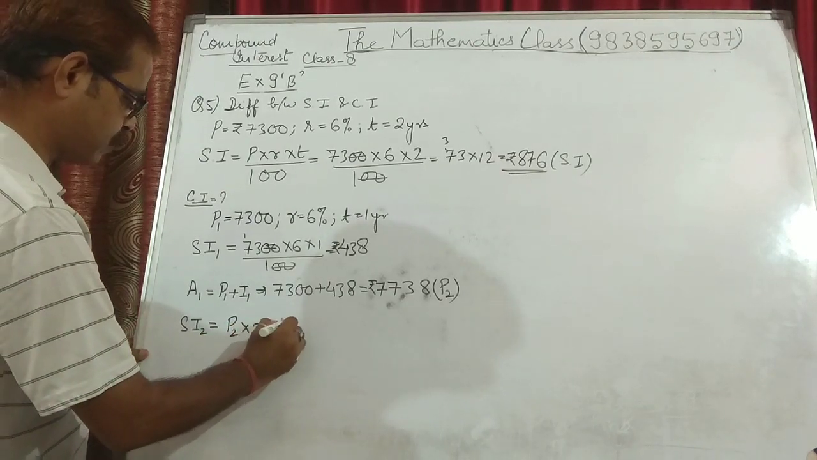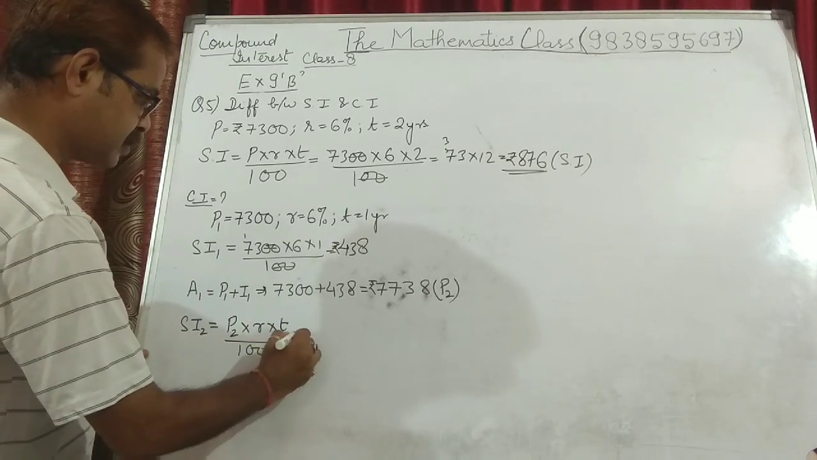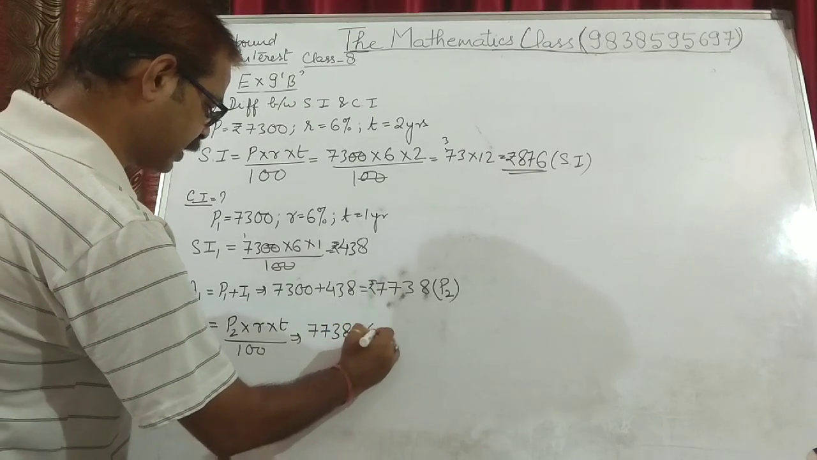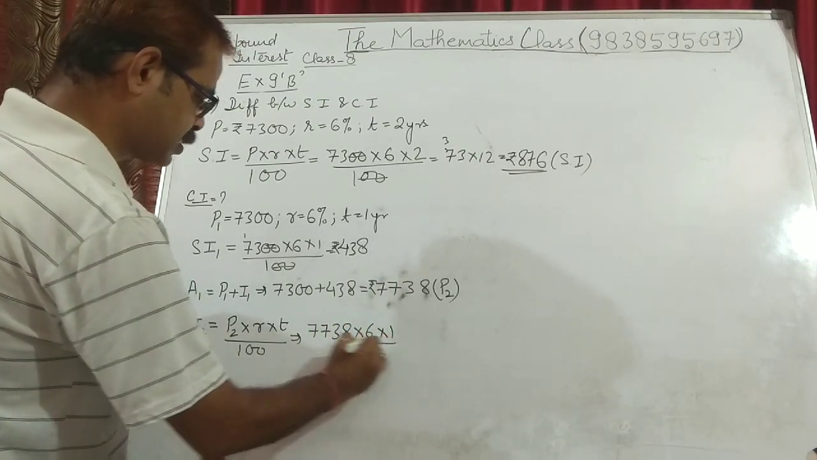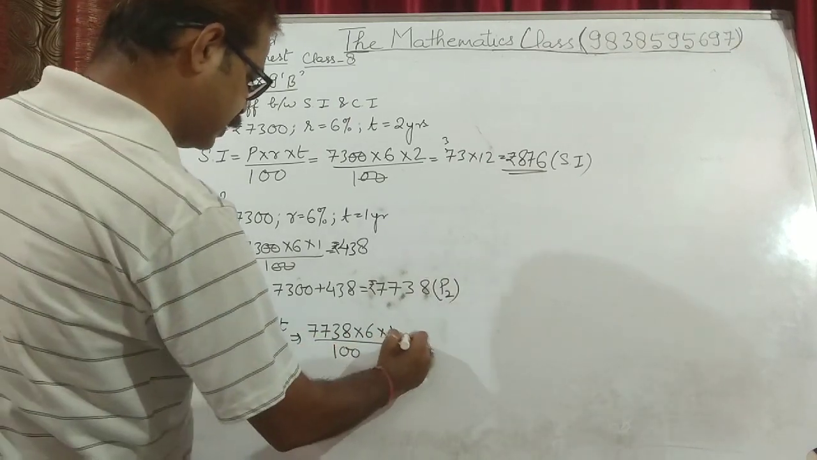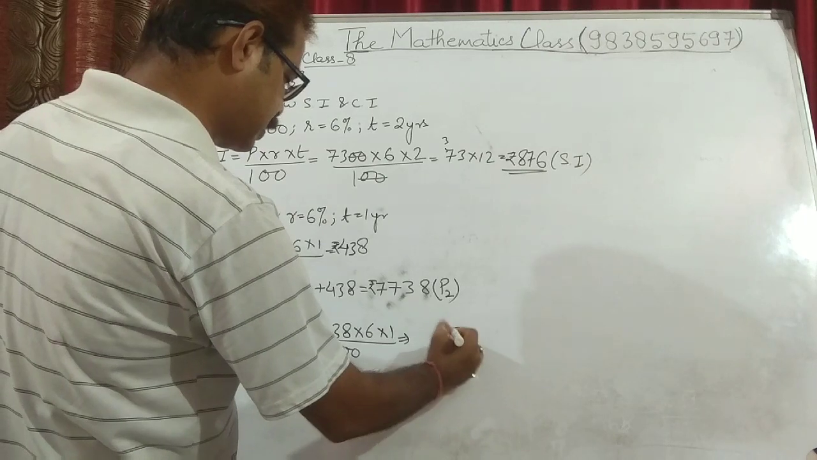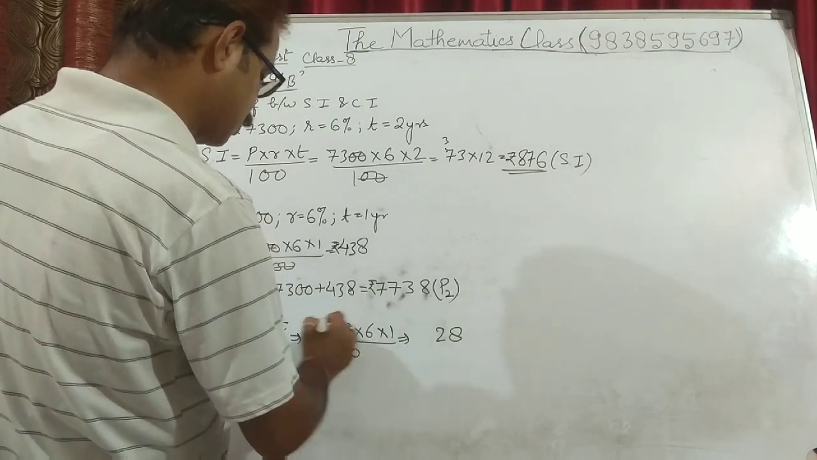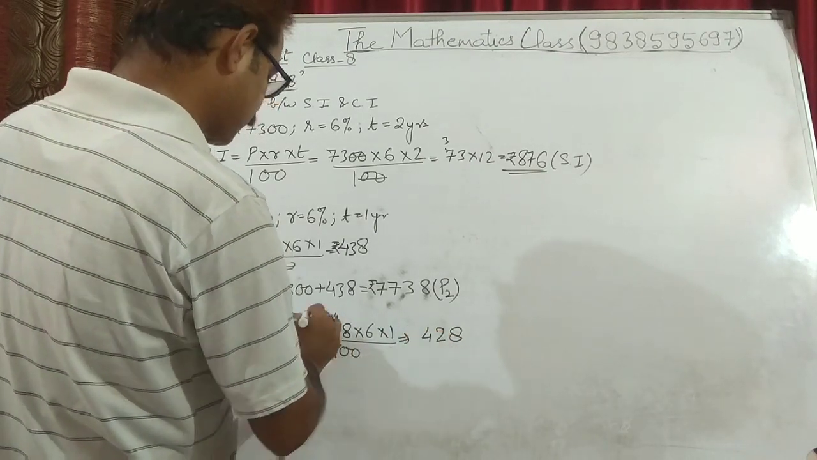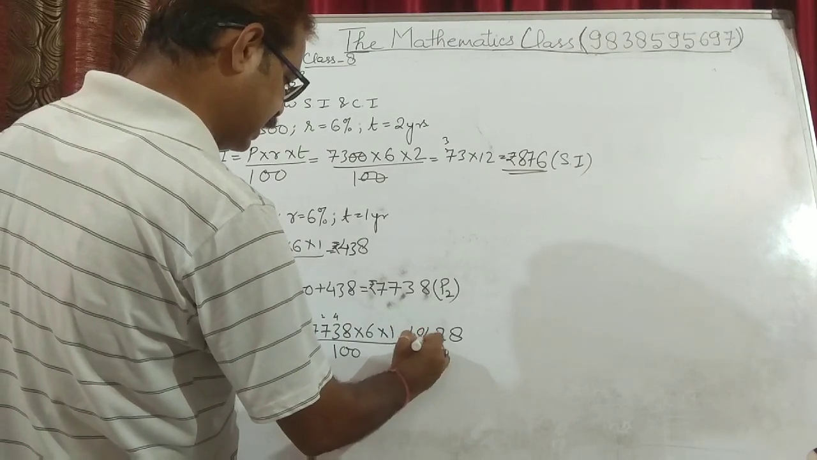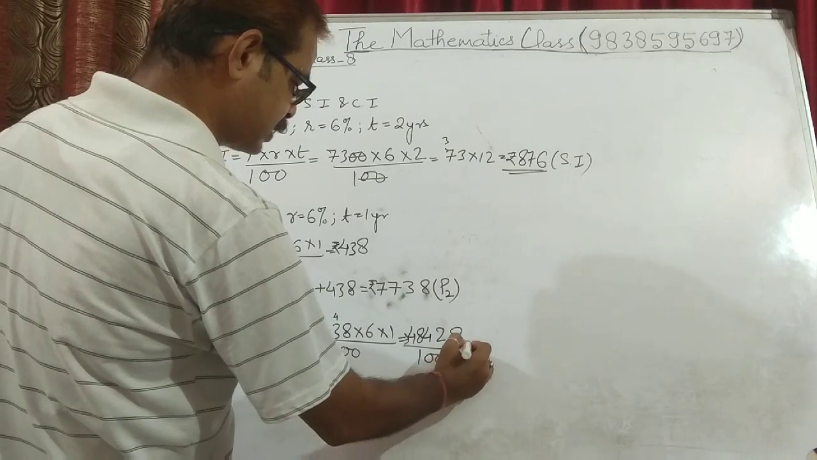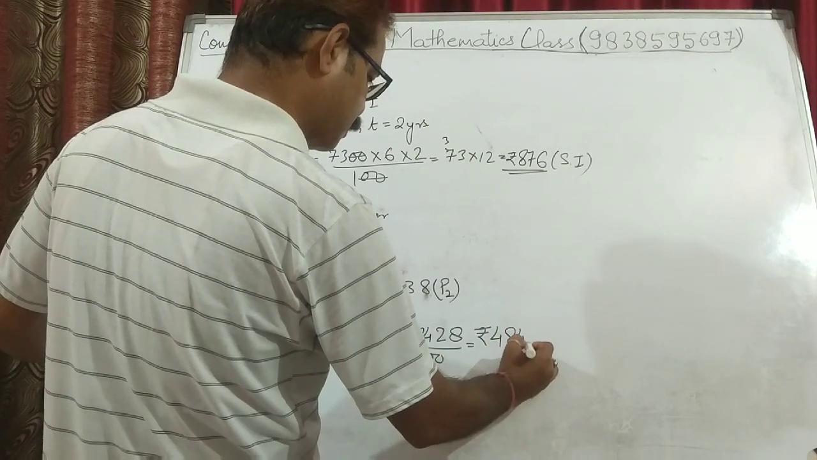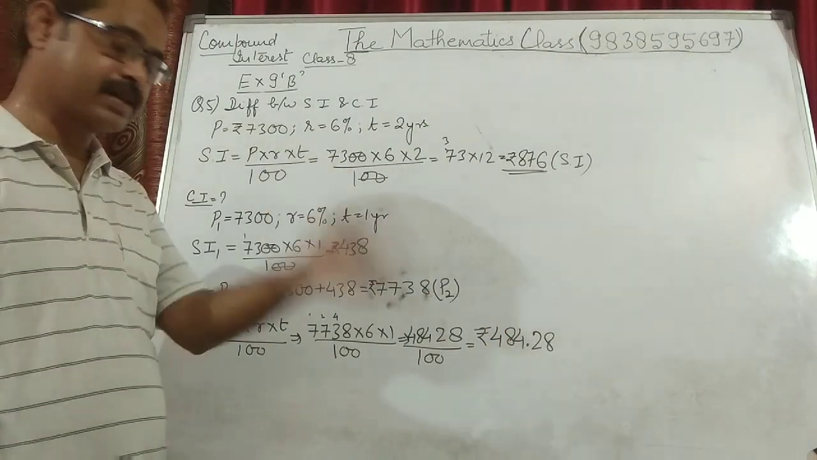Rate will be same, time will be 1. It means 7738 into 6 is the rate of interest, into 1 is time, upon 100. So when we multiply, 6 8s are 48, 4 carry is 3, 6 3s are 18, 22, 2 and 2 is 4, and 2 is 44, 4 44 and 4 is 48, upon 100. When it is upon 100, it will become rupees 464.28. This is the interest after second year.